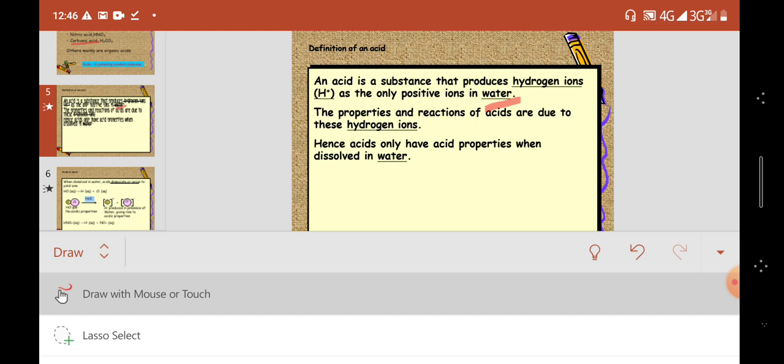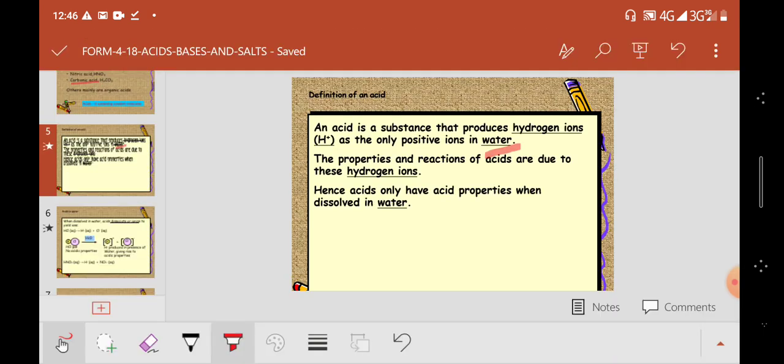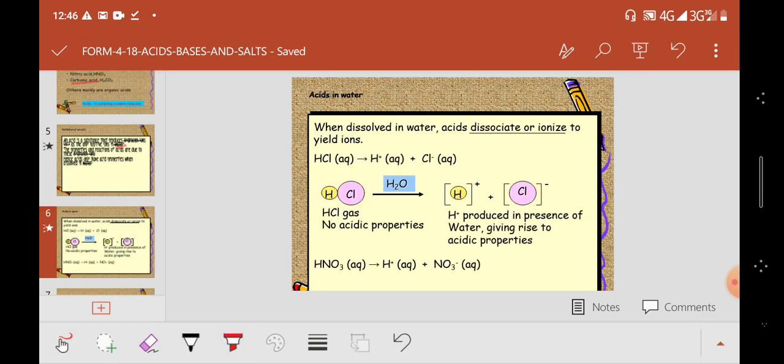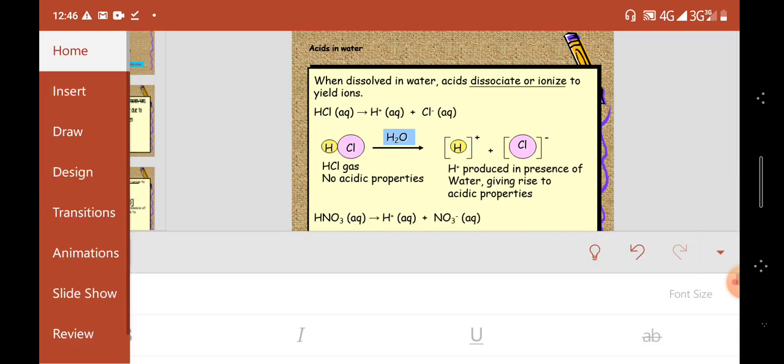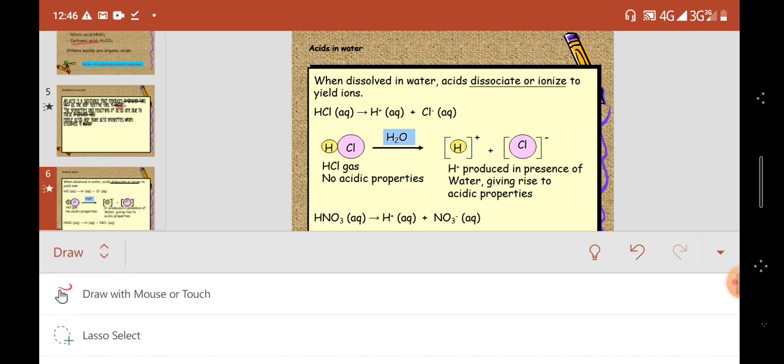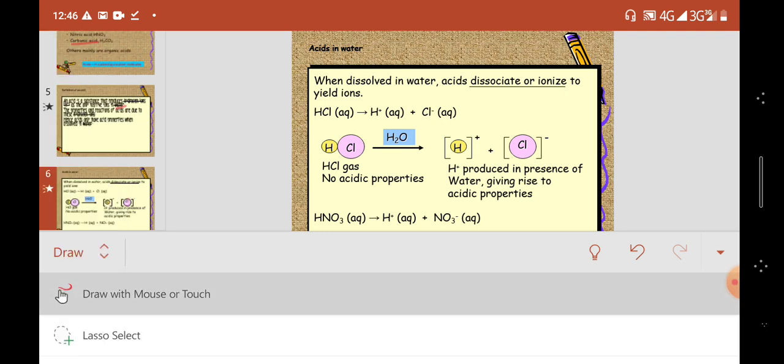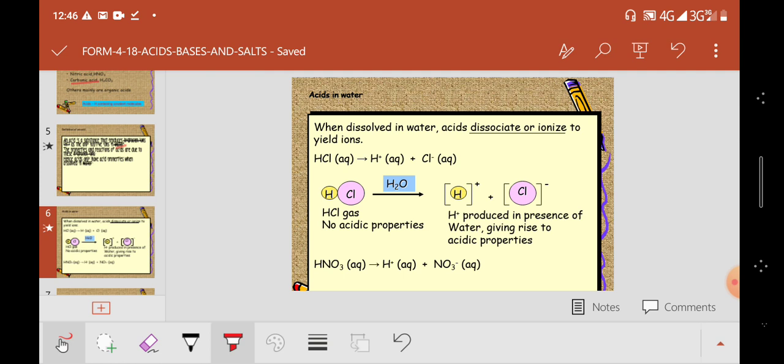Now notice that for an acid to be an acid, the positively charged ion has to be only hydrogen. It has to be hydrogen. For example, you have the case of sulfuric (VI) acid, nitric (V) acid and hydrochloric acid respectively. When they are dissolved in water, they produce hydrogen ions.